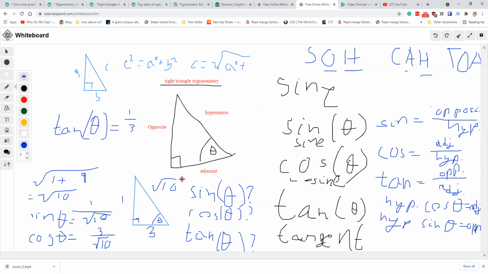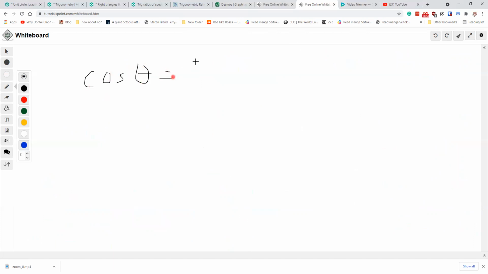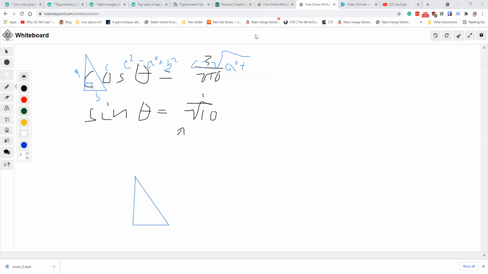Now, there is one last thing that I really should mention that any older math teachers will absolutely hate me for not mentioning. Let's go ahead and clear the board. Remember that we said that cosine of theta in that right triangle is equal to 3 over root 10, and that sine of theta is equal to 1 over root 10.